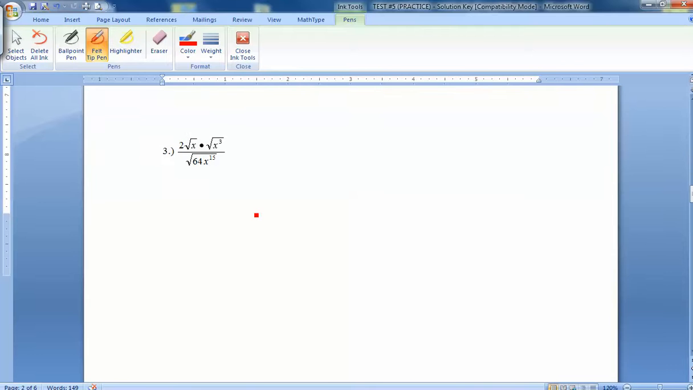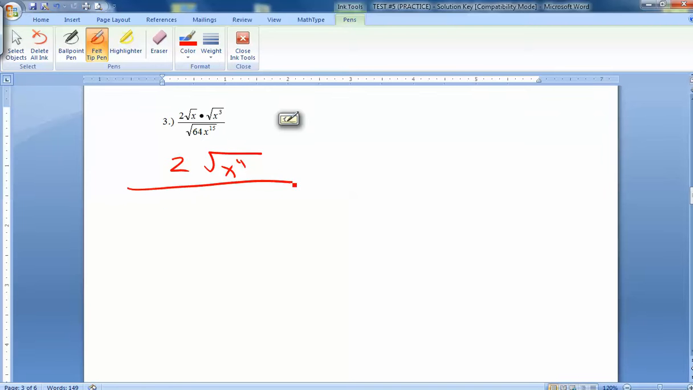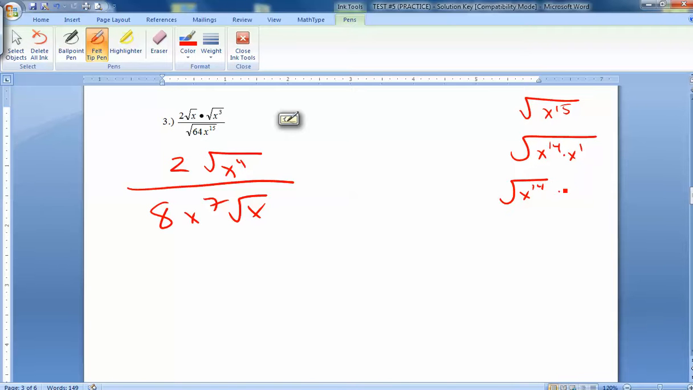For number 3, actually we saw this in the classwork. You have 2 root x to the 4th up top. Down below you can pull out an 8. And you can pull out an x to the 7th. The reason why you can pull out an x to the 7th, remember, you have the square root of x to the 15th. That's the square root of x to the 14th times x to the 1st. And the square root of x to the 14th has to be x to the 7th. Because x to the 7th times x to the 7th gets you x to the 14th.